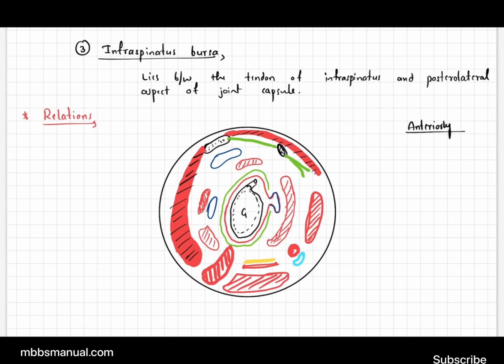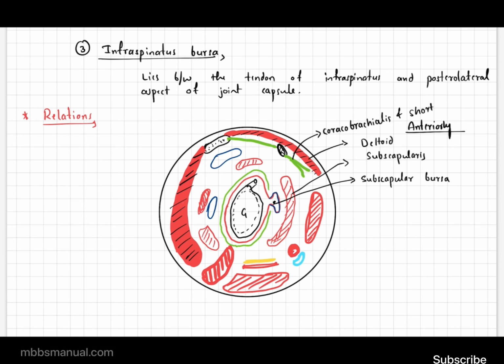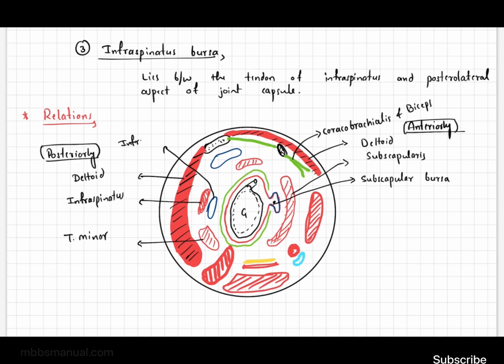Relations of the shoulder joint. Anteriorly, it is related to the subscapularis, subscapular bursa, coracobrachialis, short head of biceps brachii, and deltoid. Posteriorly, it is related to infraspinatus, teres minor, and deltoid.